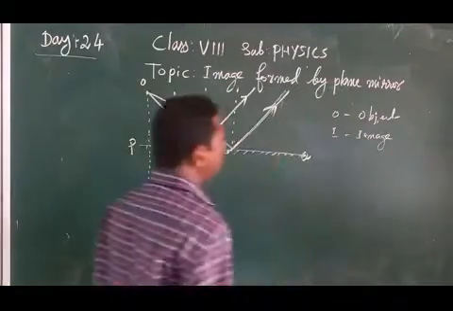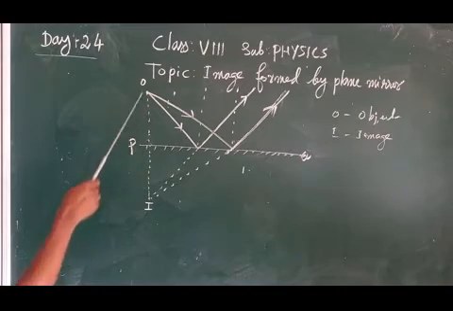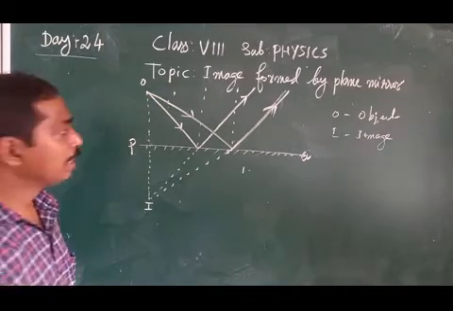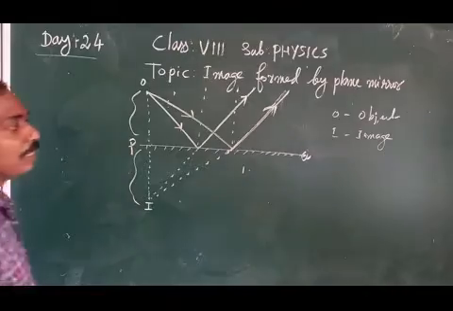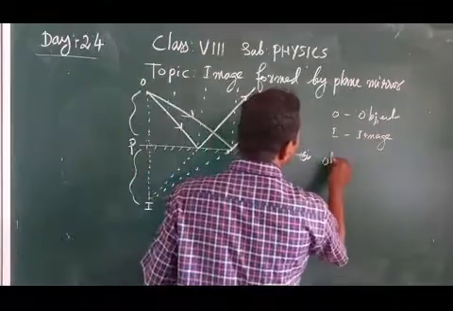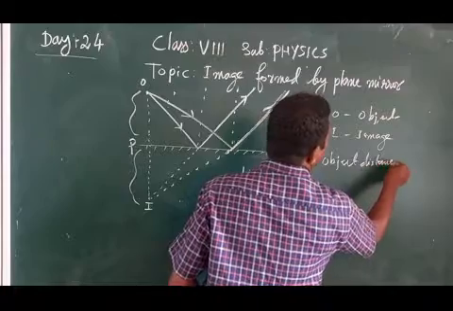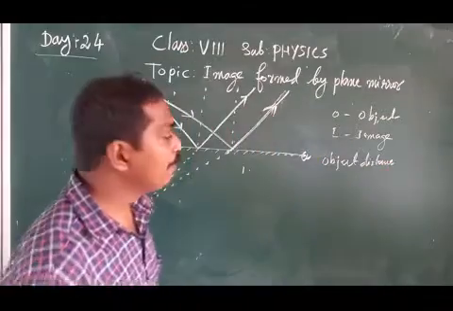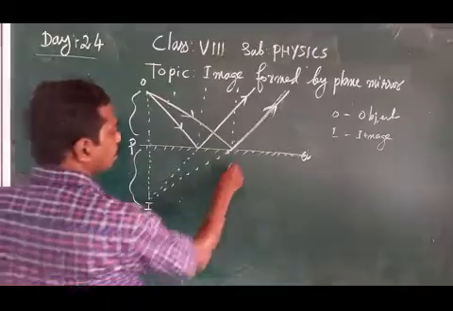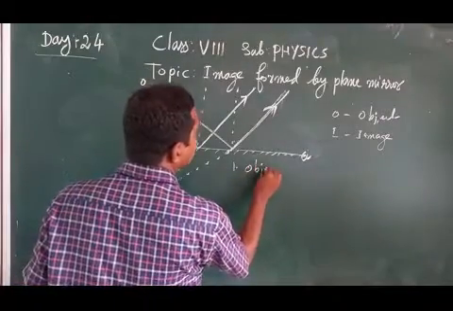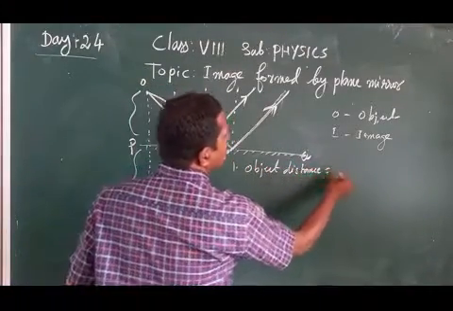When we observe perfectly, we see that both distances from the mirror are equal. This distance we call the object distance, and this is the image distance. So we can write that object distance and image distance are equal. Object distance and image distance are equal in the case of a plane mirror. Object distance equals image distance.